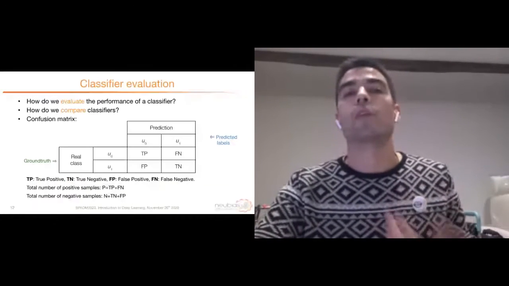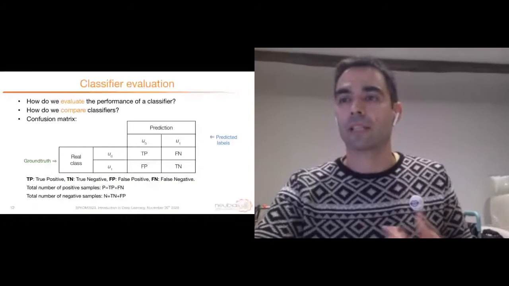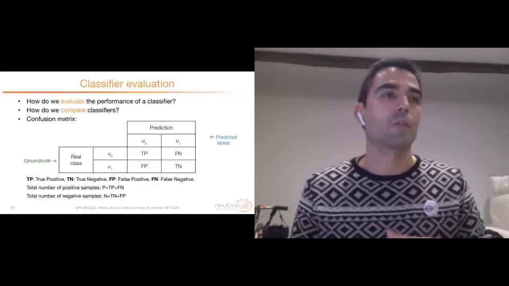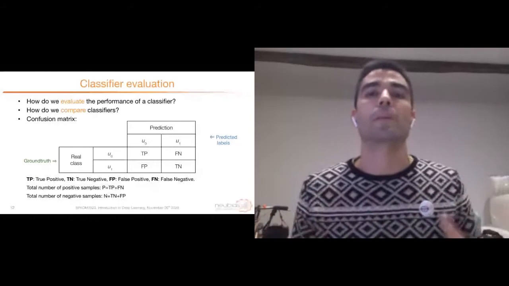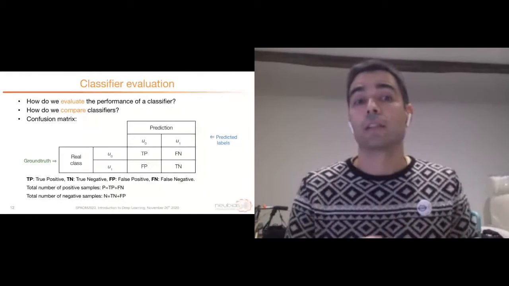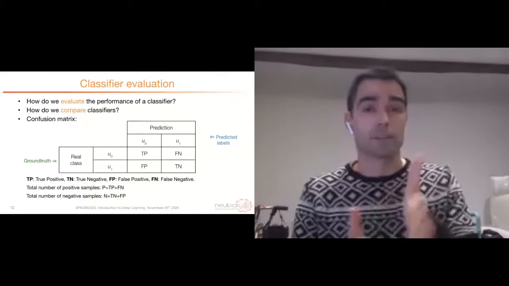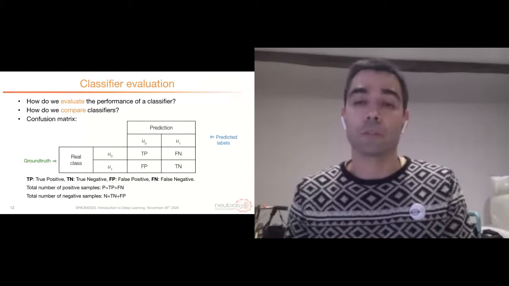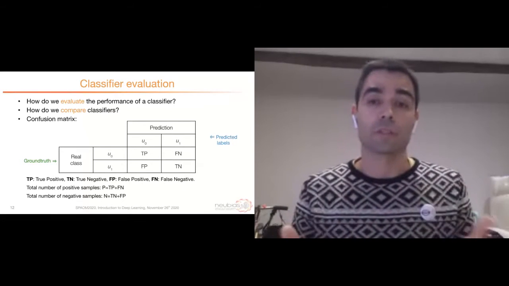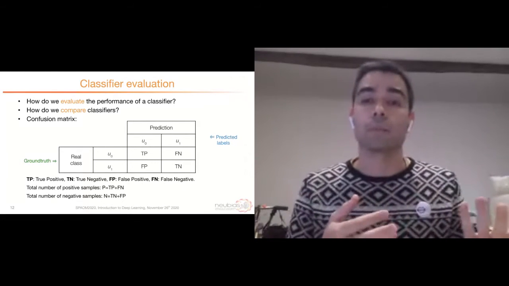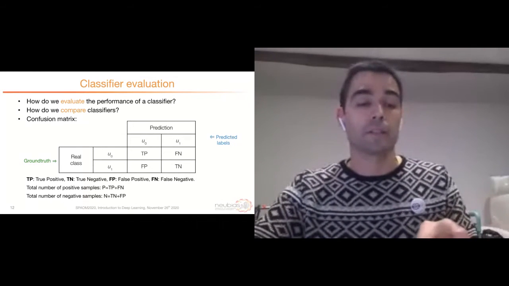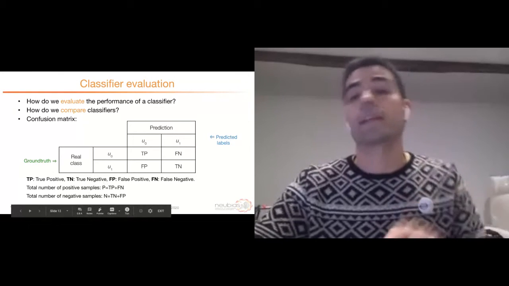So you can ask, okay, how do we evaluate the performance of a classifier? How do I know that this classifier is good or bad, or how it compares with the others? For that, we do something very simple. It's called a confusion matrix, where we just count. We apply our model to our samples from which we know the original labels, and we compare them. So imagine in this case we have the positive class and the negative class.